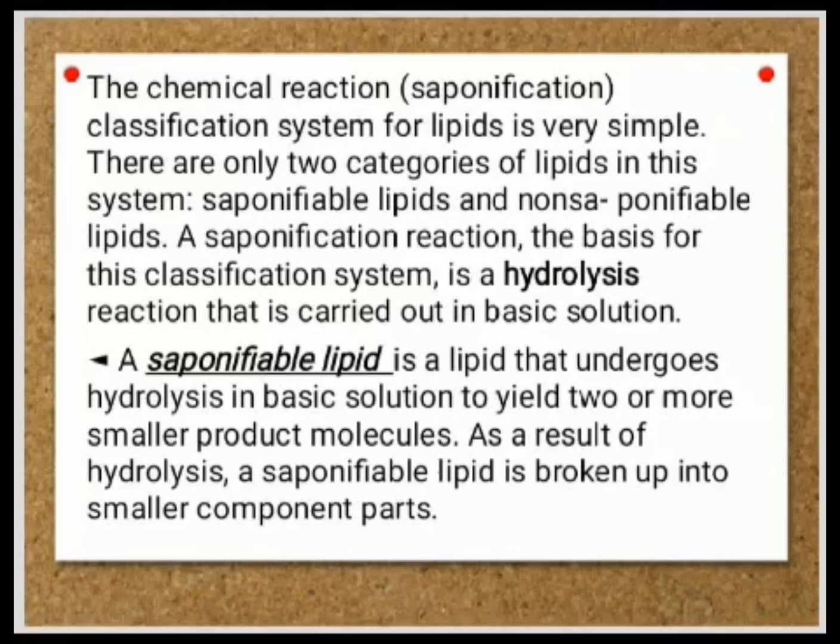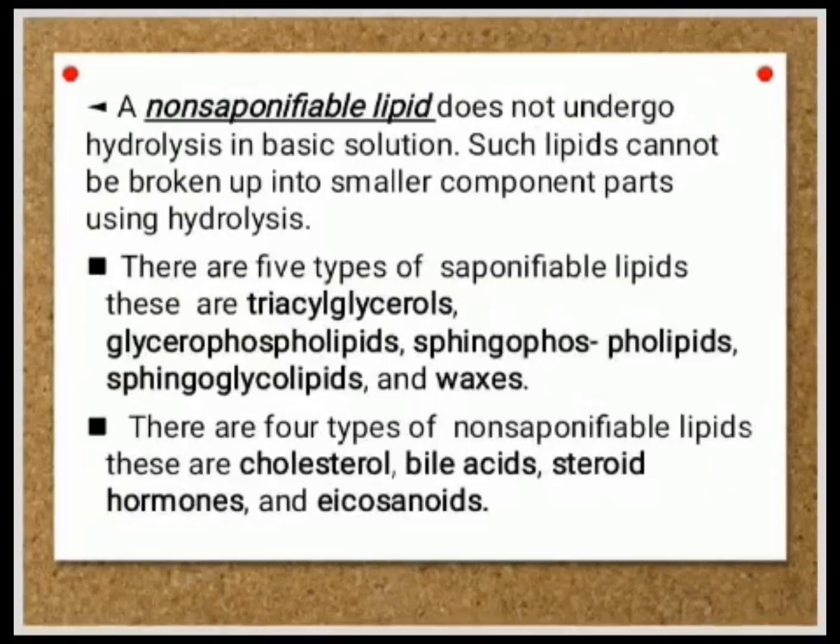What is saponifiable? A saponifiable lipid is a lipid that undergoes hydrolysis in basic solution to yield two or more smaller product molecules. As a result of hydrolysis, a saponifiable lipid is broken up into smaller component parts. So, a saponifiable lipid undergoes hydrolysis to yield two or more molecules, and the result is that its molecules are broken up because it undergoes hydrolysis.